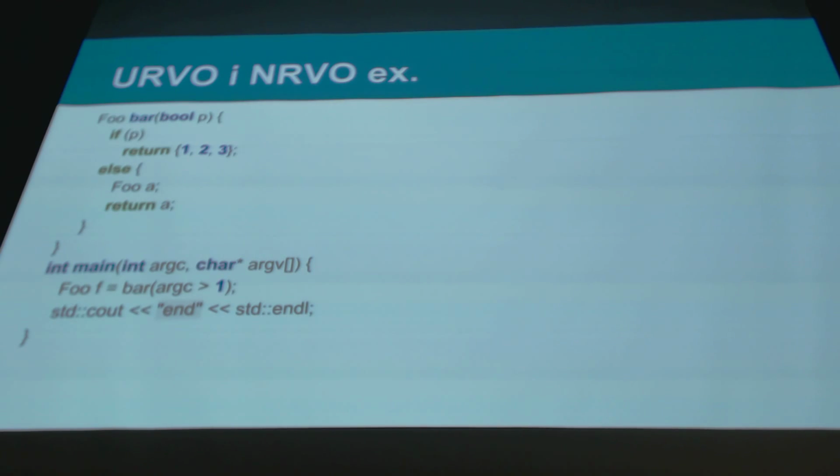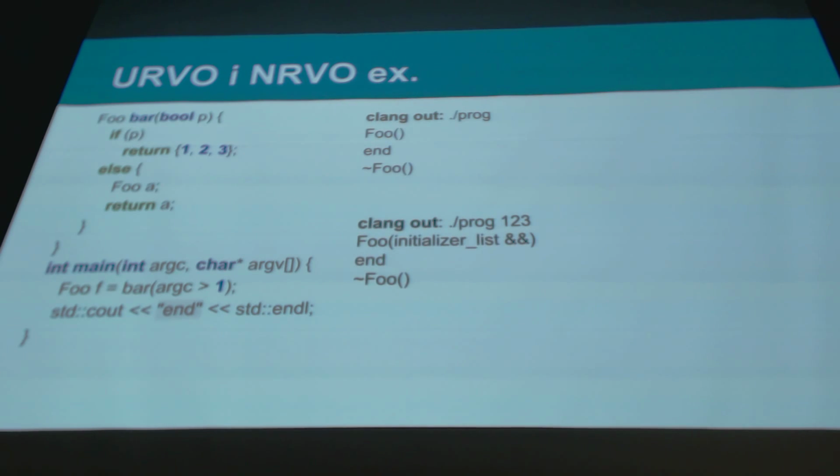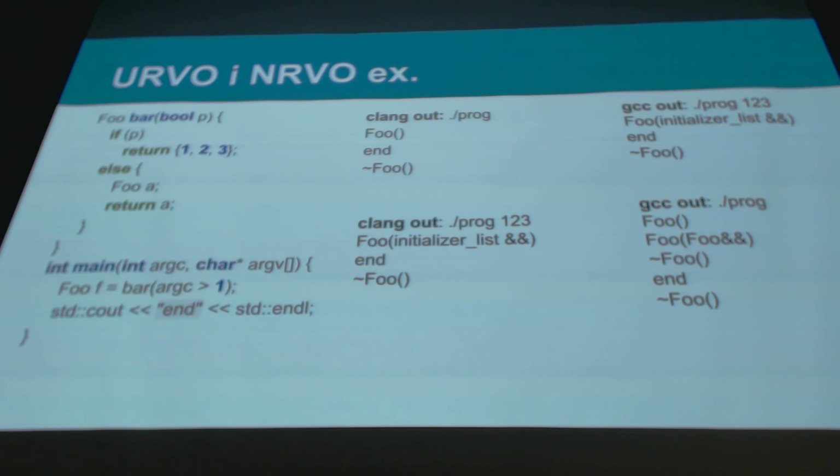Okay, so the other example: initializer list or just constructing an object. And again, Clang is awesome, GCC not so much. But to say in its defense, GCC could handle one of the cases. It didn't handle every branch, but it handled the case when we just return the initializer list.